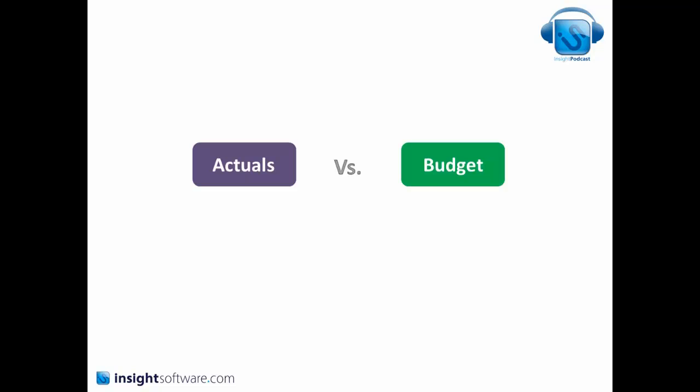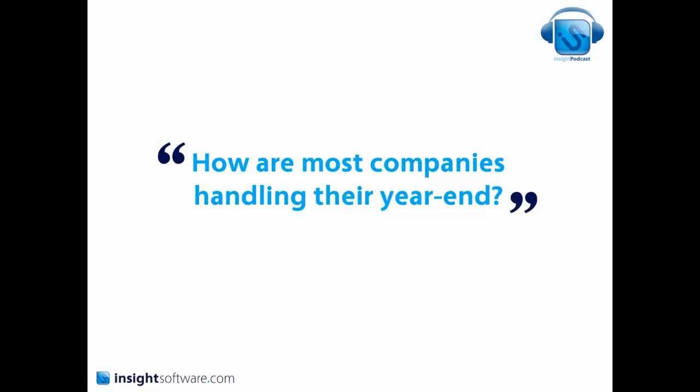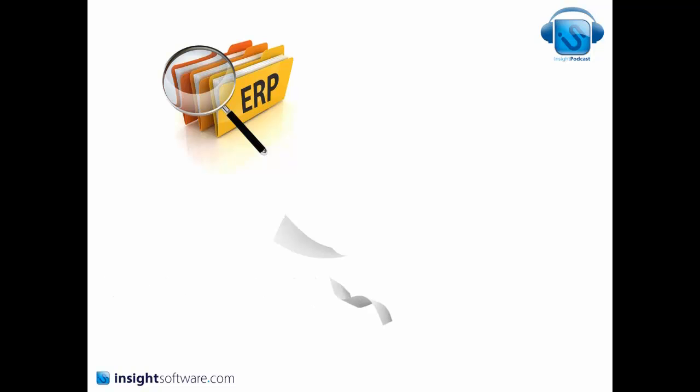Okay, got it. So how are most companies handling their year-end processes now? Well, when you're talking about year-end forecasting processes, they're usually, like John Hilborn just mentioned, exporting a lot of data right out of J.D. Edwards. Okay. And then manipulating that data in Excel.